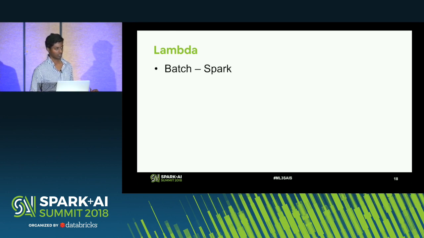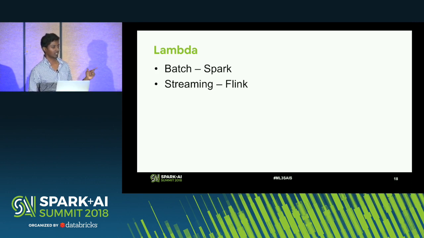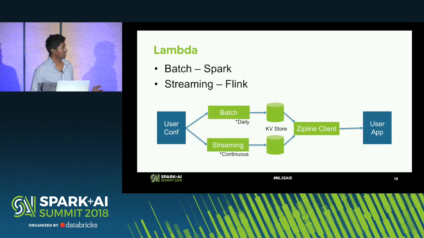We use Spark to compute the batch side of the features, and we use Flink to do the streaming part. I will explain in the next slide why we use Flink instead of Spark. I think it ties back to the continuous processing talk. This is what the architecture looks like.